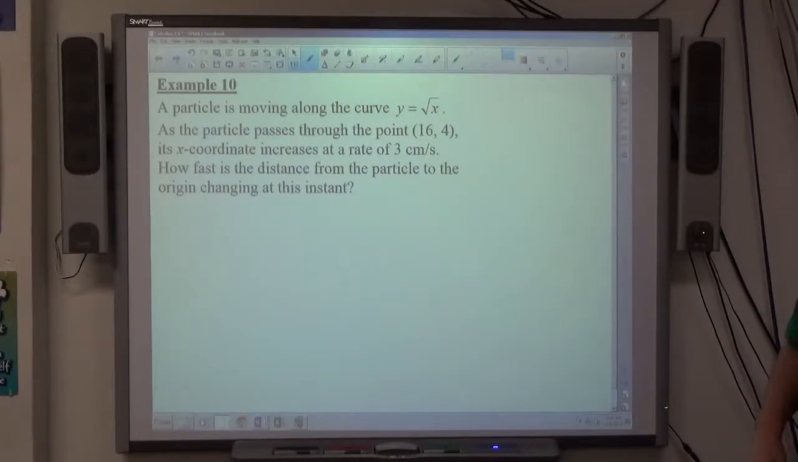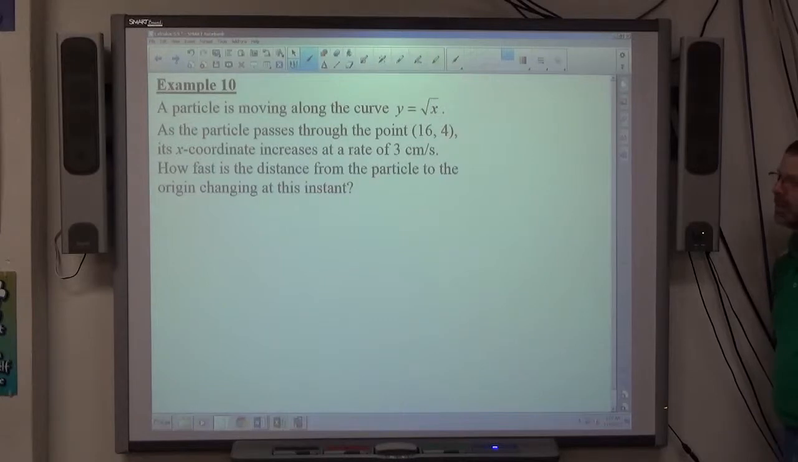Okay, if we look at example 10, a particle is moving along the curve y equals the square root of x. As the particle passes through the point (16, 4), its x-coordinate increases at a rate of 3 centimeters per second. How fast is the distance from the particle to the origin changing at this instant?